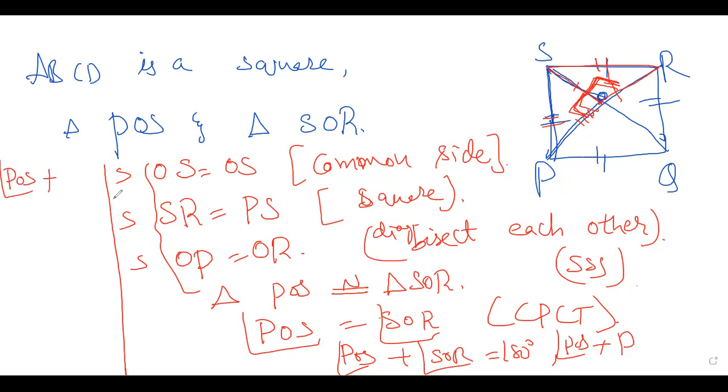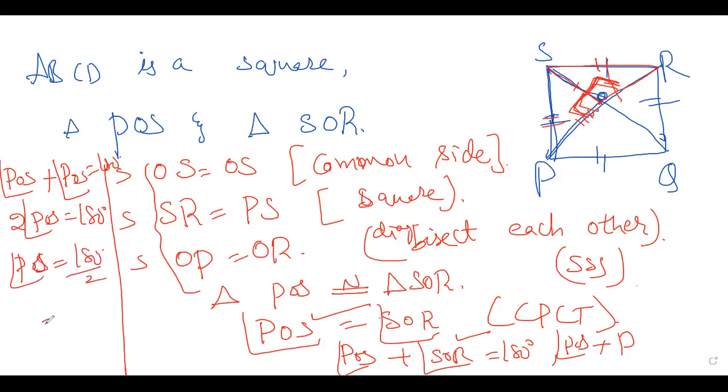POS plus, in place of SOR plus POS, because both are equal. POS is equal to 180. So 2 POS is equal to 180 degree. POS is equal to 180 by 2, that is equal to 90 degree. See, they are bisecting at 90 degree.